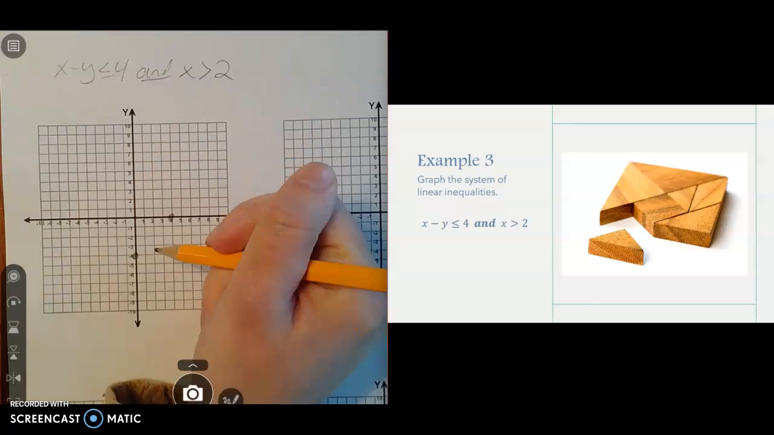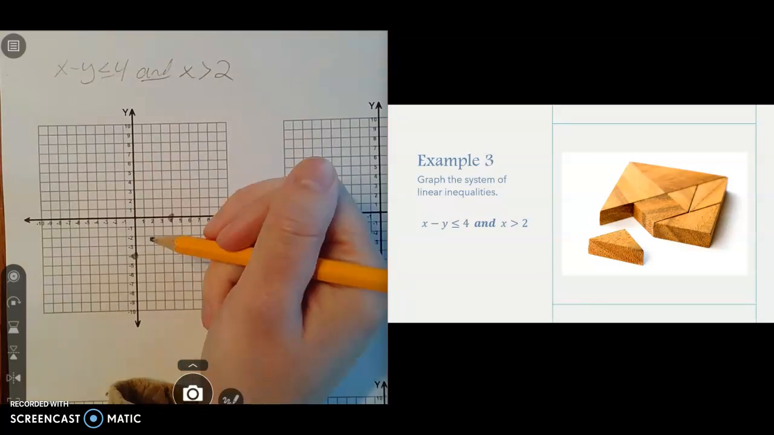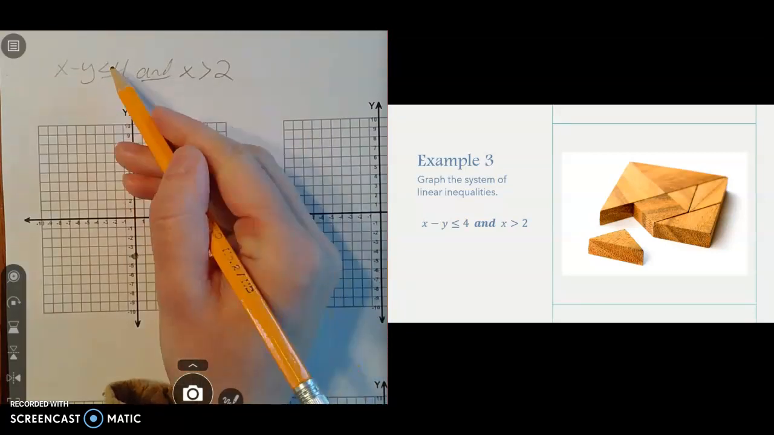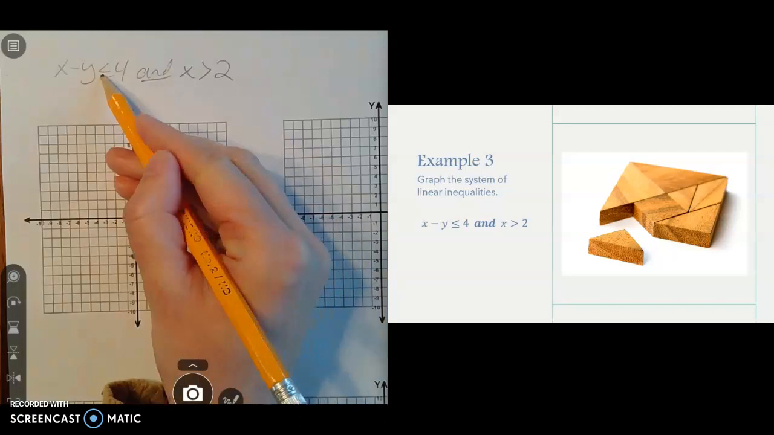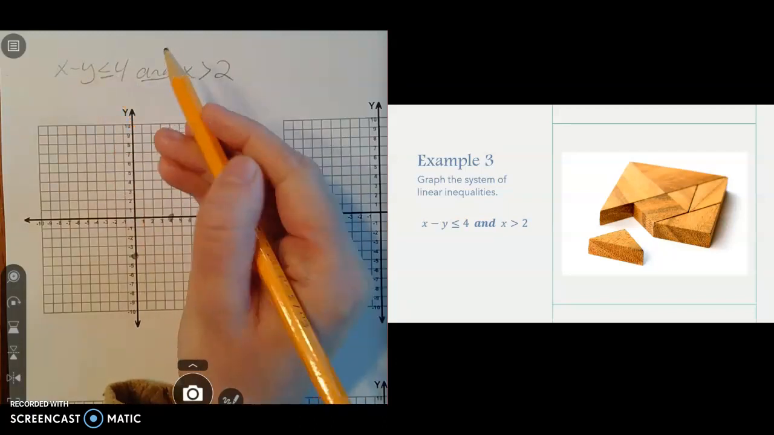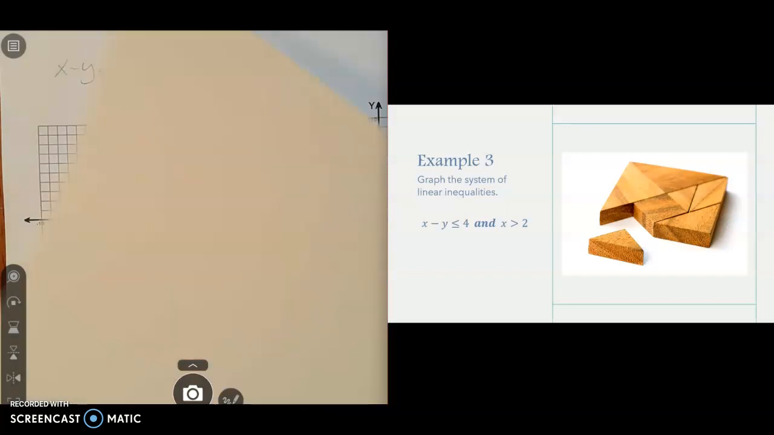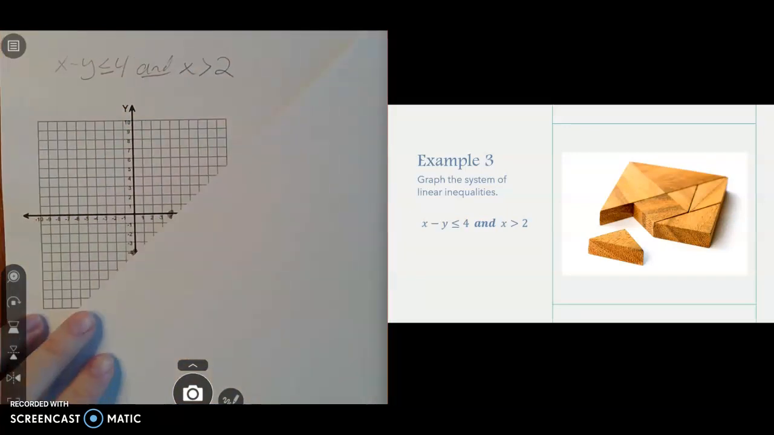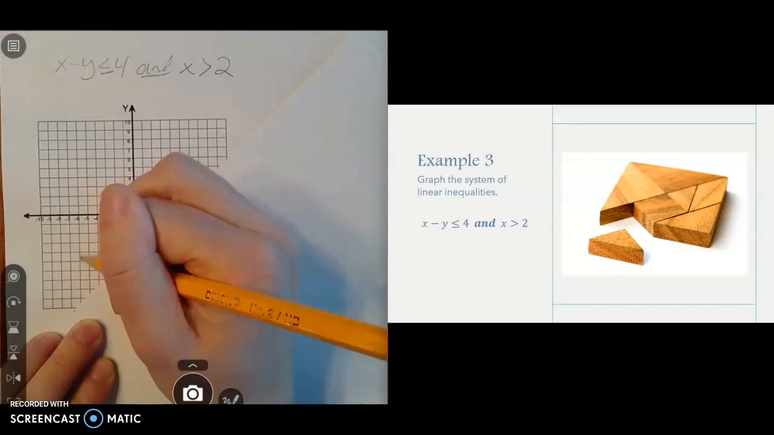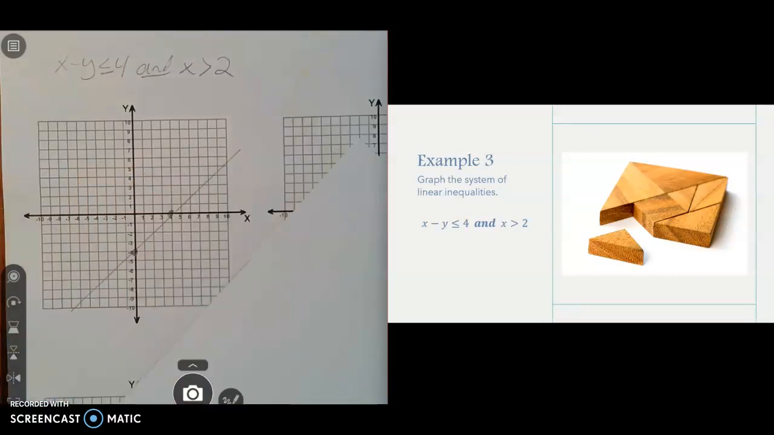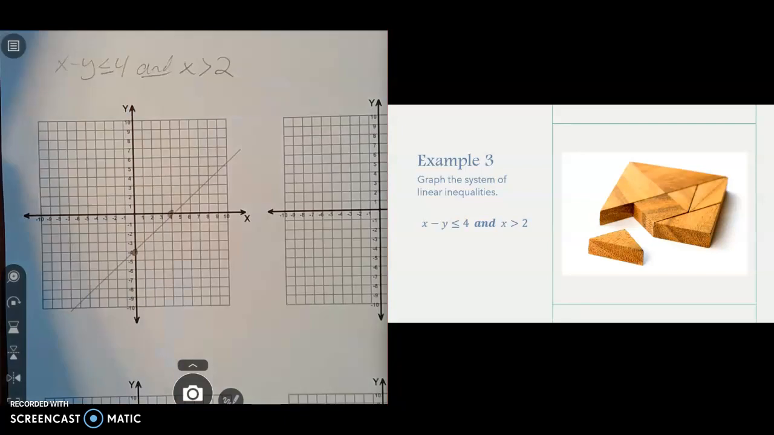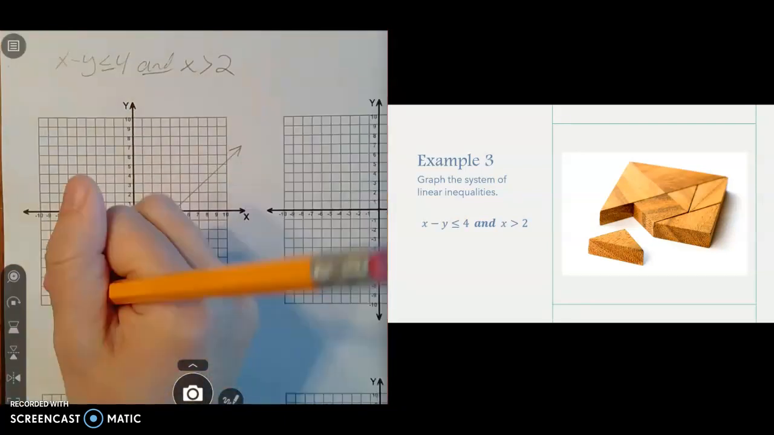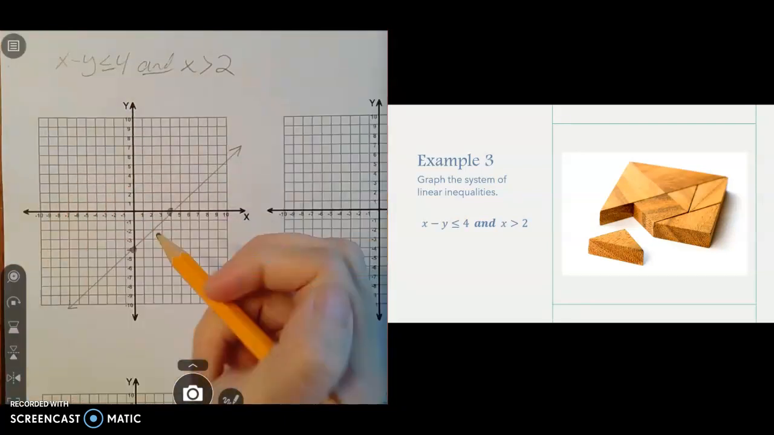Alright, I'm going to connect my dots, but I need to know if it's a solid line or a dashed line. Looking at my inequality, it's an or equal to inequality, so that means that I have a solid line connecting them. I'm going to take an extra sheet of paper here and connect the dots as a nice solid line. Alright. And I have arrows indicating that it keeps going in both directions. The next thing I need to do is do my shading.